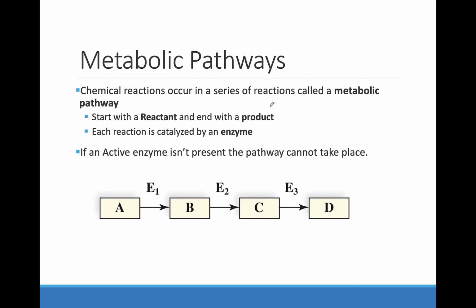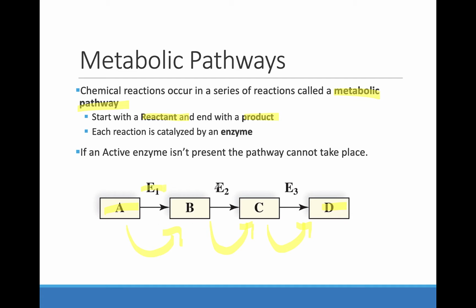Chemical reactions usually occur in a series of reactions called a metabolic pathway. A pathway has a specific starting reactant and ending product. In this example, the starting reactant is molecule A, and the final product is molecule D. The pathway takes 3 different reactions to go from A to D.